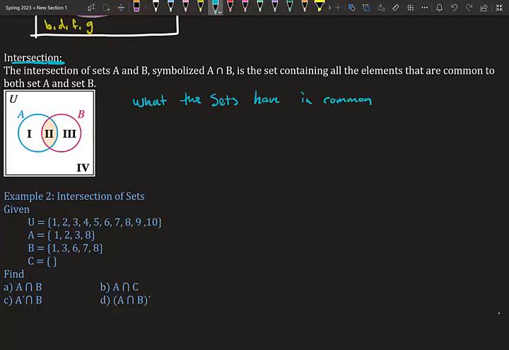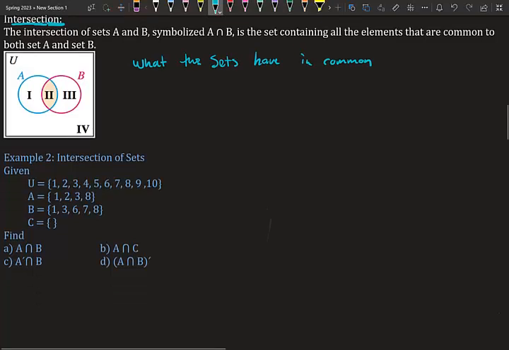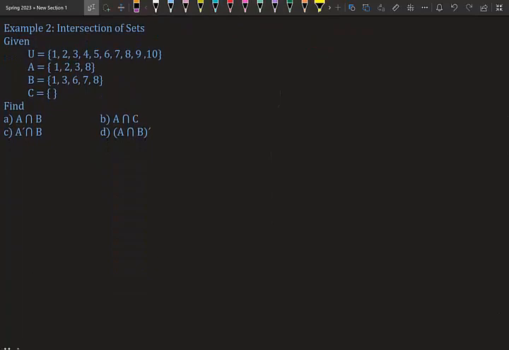So it's what the sets have in common. That's what intersection means. Let's practice with that in example 2. So we have our universal set is 1, 2, 3, 4, 5, 6, 7, 8, 9, 10. A is 1, 2, 3, 8. B is 1, 3, 6, 7, 8. And C is empty. So the first thing we do is we start off with the box.